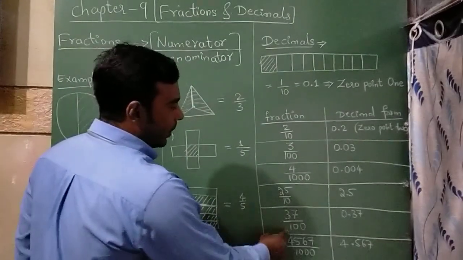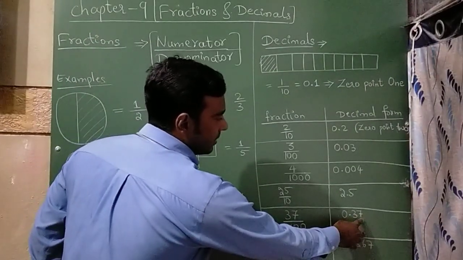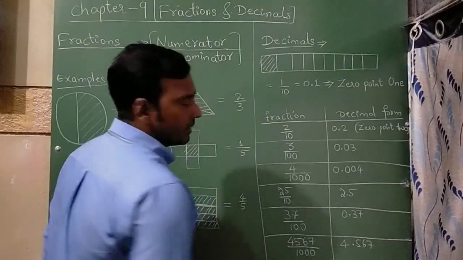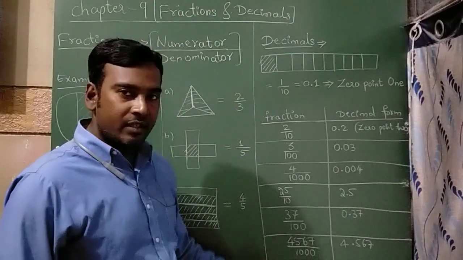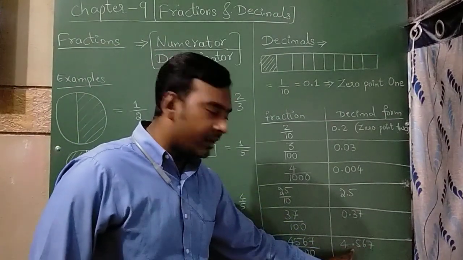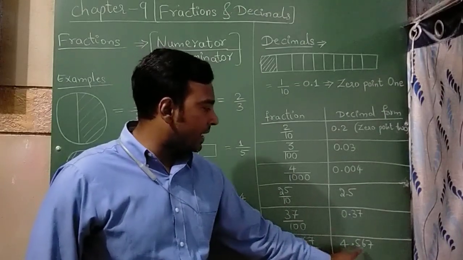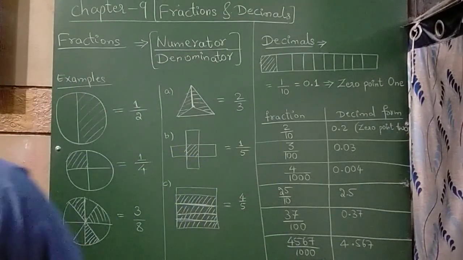So 37 upon 100, come from the right hand side. So it is 7, 3 and here. So it is 0.37. You need to write like that. 4, 5, 6, 7 divided by 1000. So it is 7, 6, 5. Here decimal point and here 4. So we read it as 4.567. So let's move on to the exercise sums.